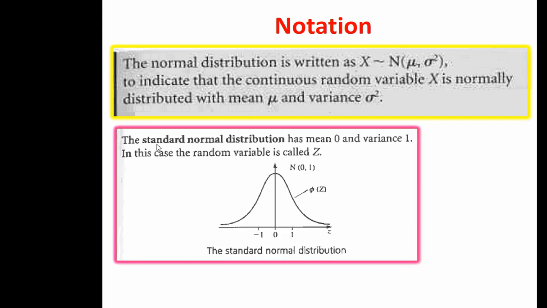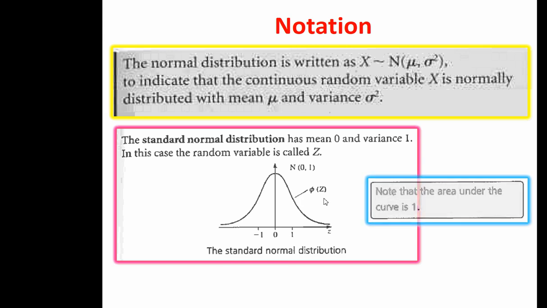The standard normal distribution, this is important, by definition has a mean mu of 0 and a variance of 1. That's what we call a standard normal distribution. It's got a mean of 0 and a variance of 1. In this case, the random variable is called z. So basically the x-axis here just has the symbol z. The standard normal distribution has a mean of 0 and a variance of 1. So hence we probably write N(0, 1).